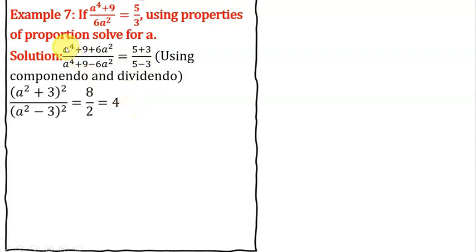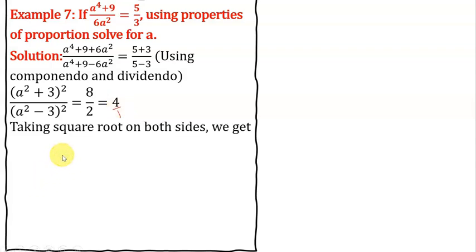Then if we observe this here, a raised to 4 plus 9 plus 6a square means what? (a square plus 3) whole square. Okay, therefore you will get here (a square plus 3) whole square. And what about the denominator? You will get here (a square minus 3) whole square equals 5 plus 3 is 8, 5 minus 3 is 2. We divide, then simplify this, and you will get here 4 upon 1. Now next, take the square root on both sides. Then you will get (a square plus 3) upon (a square minus 3) equals plus or minus 2.